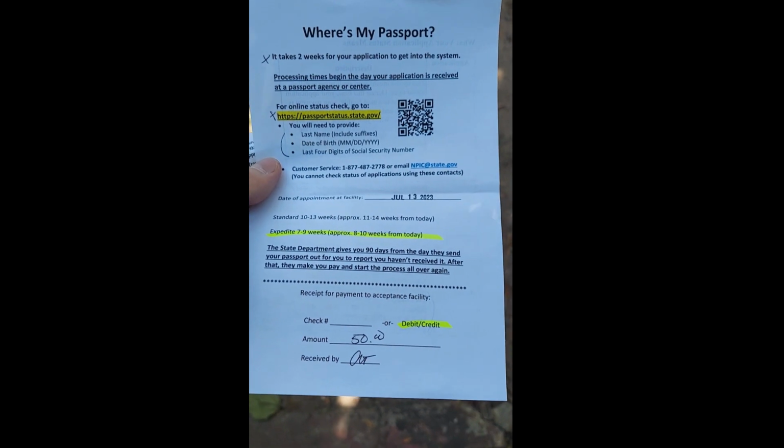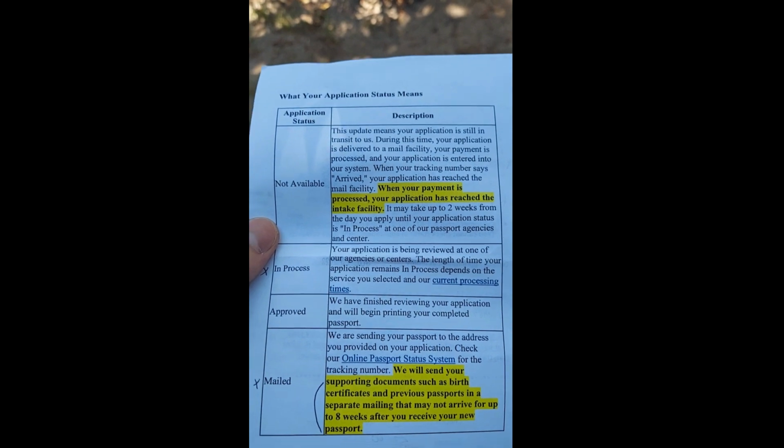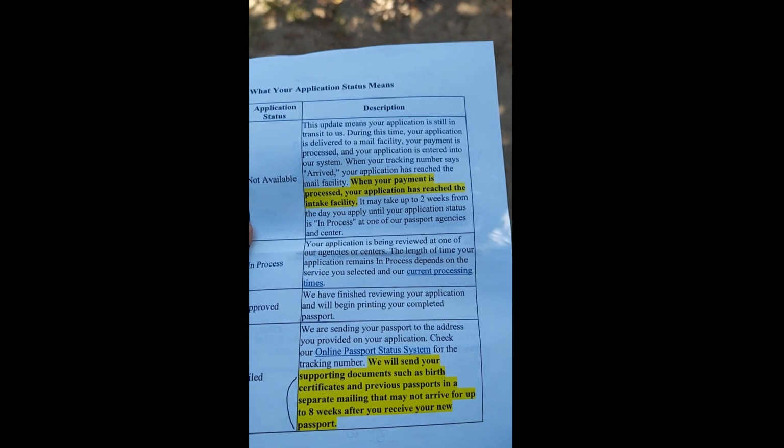So that is why I paid more money. The standard, I believe, was $160 or $170, but then adding the $50 that you would pay, it wasn't a huge difference between the standard and the expedited, and it does speed it up by 2 to 3 weeks. That just says the $50, that's what's paid to the library. And then if we flip it over, this just says when your payment is processed, your application has reached the intake facility.